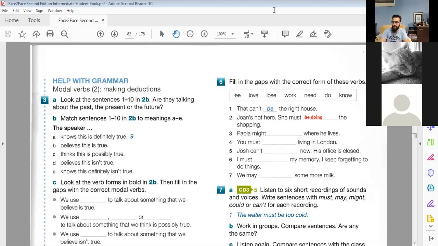Paula might know where he lives. Let's use know. I think it's the best verb we have. All right, so Paula might know where he lives. What about number four now? You must love living in London. Okay. Number five, what do you think?